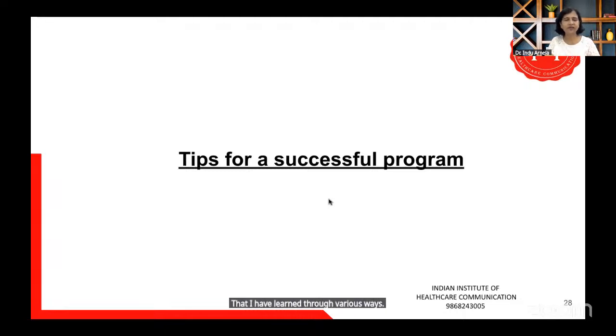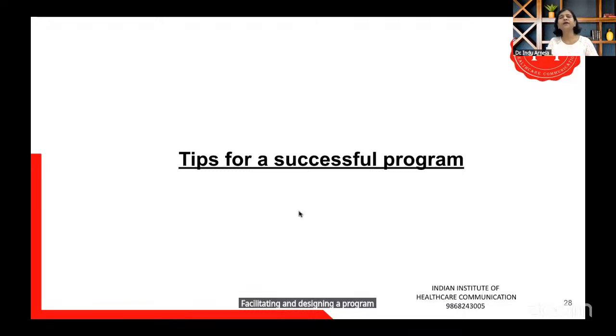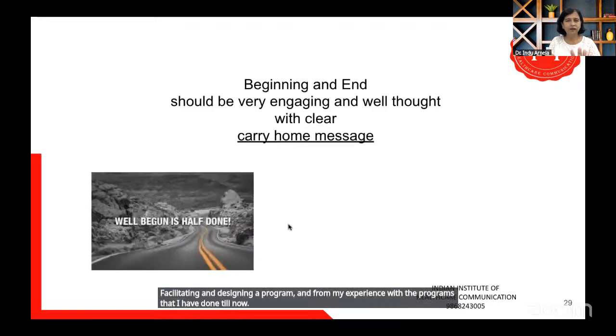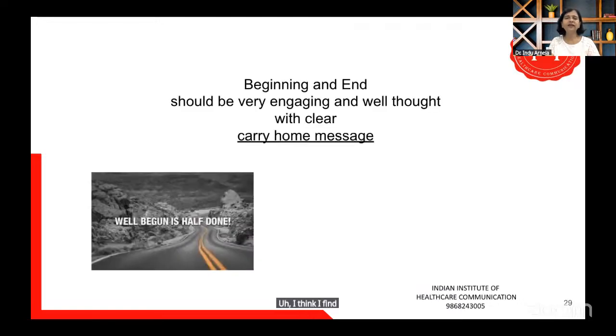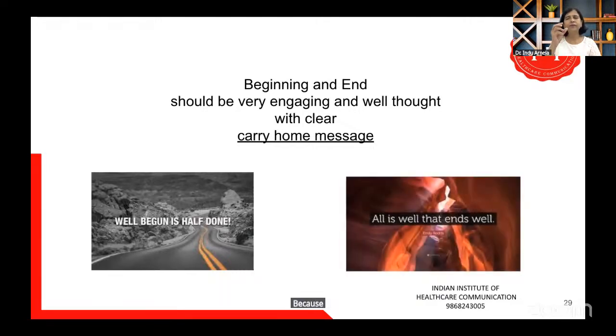Like I said, I have attended a couple of programs to learn how to go about successfully facilitating and designing a program. From my experience with the programs that I have done till now, I find the beginning and end should be very engaging and very well thought out, with a clear carry-home message. Because if you're able to catch their attention at the beginning, if you're able to help them see how they are going to benefit, they will get engaged with you.